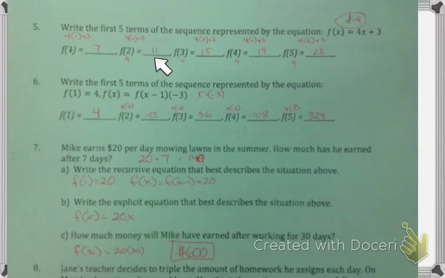Then I can put 2 in for x, 4 times 2 is 8, 8 plus 3 is 11. All right, and then I can just put the 3 in, 4 times 3, 12, plus 3, 15. And so now hopefully I get the idea that it's recursively, all I have to do is keep adding 4. So 15 plus 4, 19, 19 plus 4, 23. Or I could have just kept putting in the numbers and done it that way also.